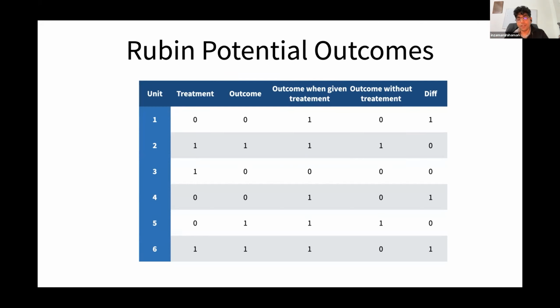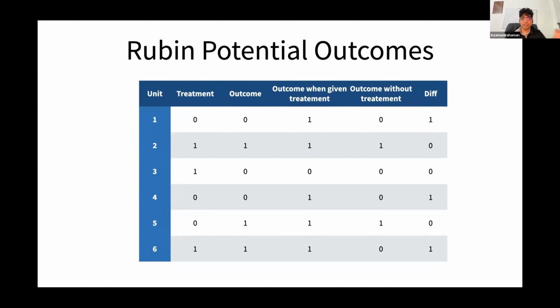So for example, here we're saying, okay, unit 1, in our universe they were control, and their outcome was 0. But we can also peer into that universe where they were treated, and they had an outcome of 1. So the difference between treatment and not treatment for this unit is 1. We could proceed likewise for 2, 3, 4, 5, and 6, and so we have our differences here.